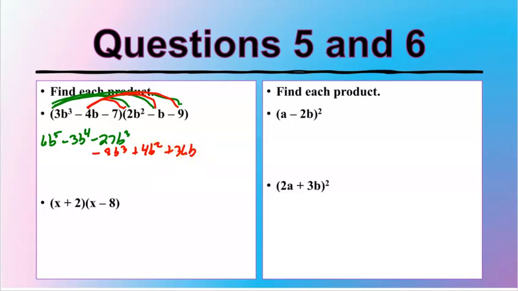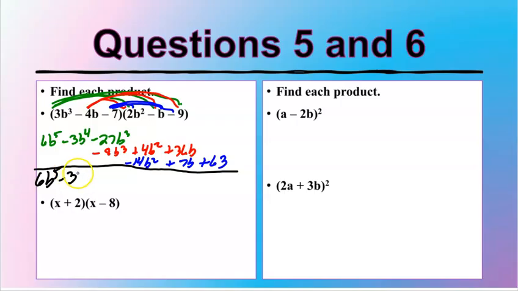36b. Then I distribute the negative 7, and that's going to give us a negative 14b squared. Negative 7 times negative b is a positive 7b. And negative 7 times negative 9 is a positive 63. Then we can combine like terms, so this is going to give us an answer of 6b to the 5th minus 3b to the 4th minus 35b cubed minus 10b squared plus 43b plus 63.